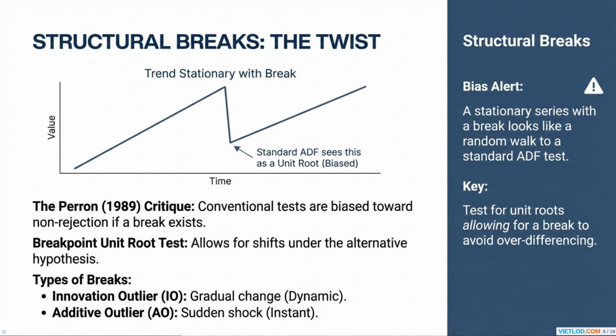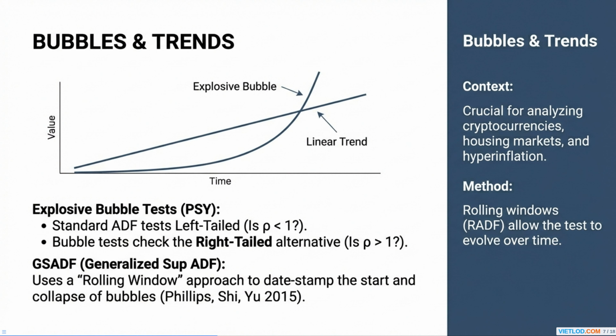Breakpoint unit root tests solve this problem. They explicitly allow for one or more shifts in the trend or intercept under the alternative hypothesis, giving a more accurate picture. These breaks can be modeled in two main ways. An innovation outlier, or IO, represents a gradual, dynamic change. An additive outlier, or AO, represents a sudden, instantaneous shock to the series.